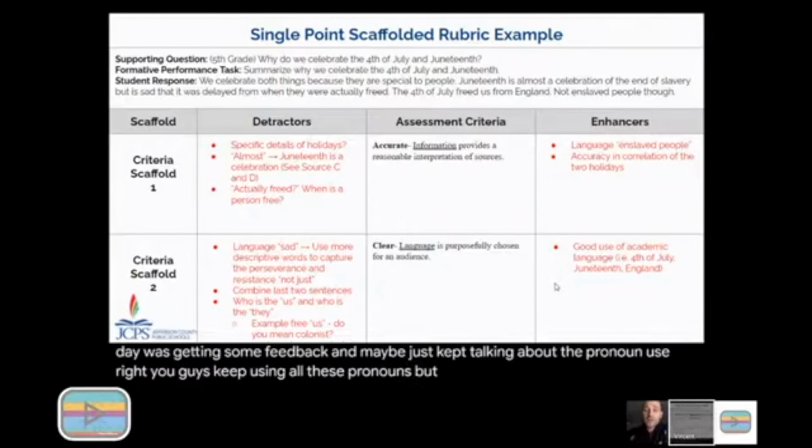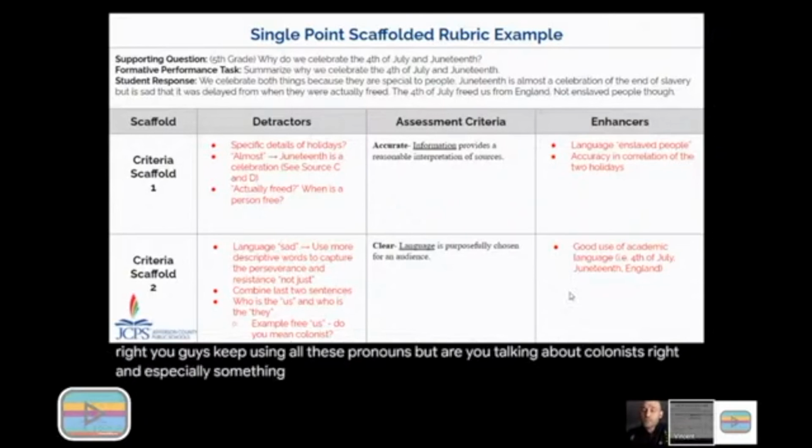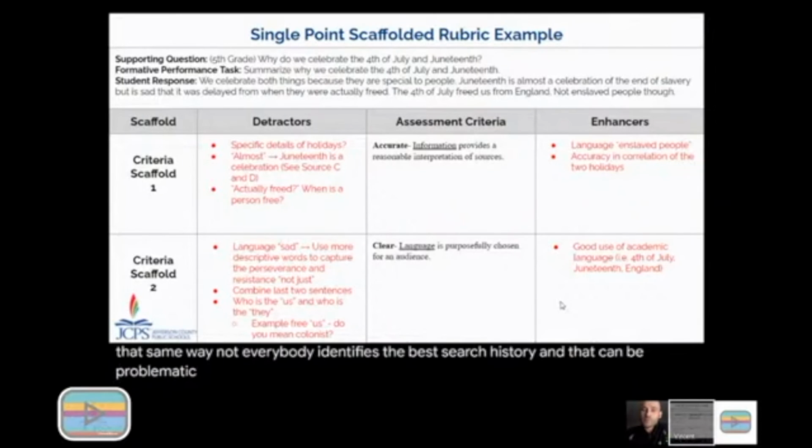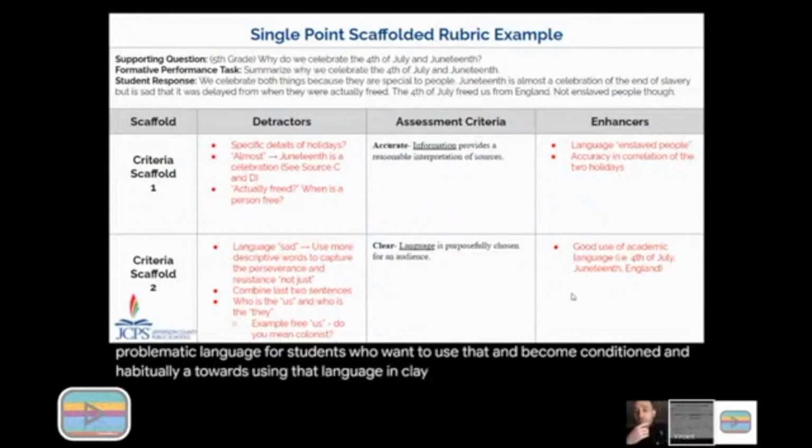Are you talking about the colonists, right? And especially something that students tend to do, specifically in social studies, is they talk about the "us," right? When we were there, but not everybody was represented that same way. Not everybody identifies with that certain history. And that could be problematic language for students to use and become conditioned and habituated towards using in claim making, right? Or in this case, a summary.